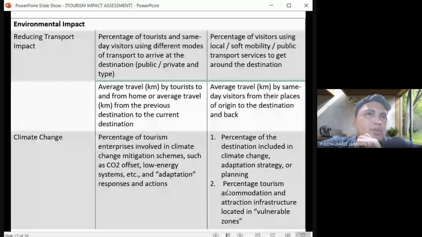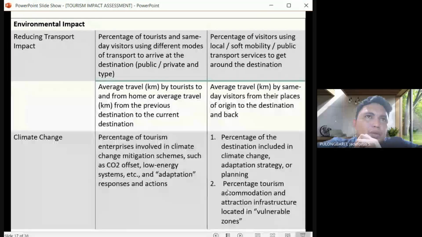Another one for reducing transport impact: average travel in kilometers by tourists to and from home, or average travel from the previous destination to the current destination. And then the average travel by same-day visitors from their places of origin to the destination and back.